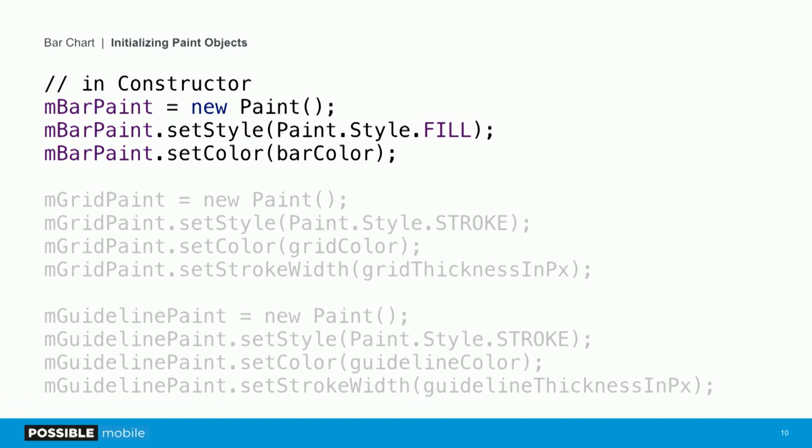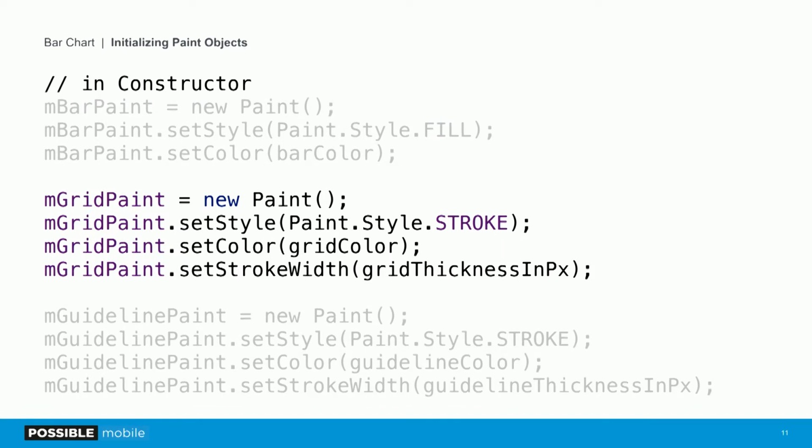The constructor is pretty simple. There's another constructor that you can pass flags to, but we'll go over that a little later. The 2 things we care about for this paint specifically is we want it to fill. So when we draw a big rectangle, we don't just want an outline. We want the whole thing to be filled with color. And then we're going to set our color to whatever color we want our bars to be.